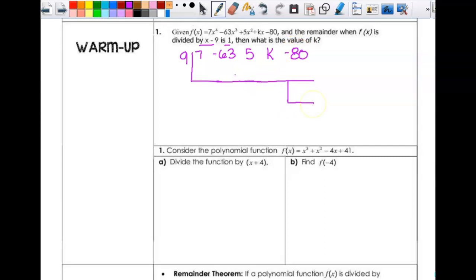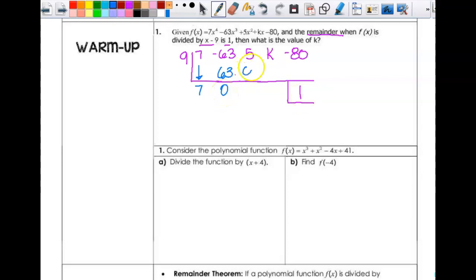Right? So then I go through my synthetic division. I drop down the 7. 9 times 7 is 63. Those zero out. And then, oh wait, I forgot something else. What do I know that I didn't know before? What's the other thing it tells me? It tells me the remainder. So I can go ahead and fill in my remainder. Should be 1.